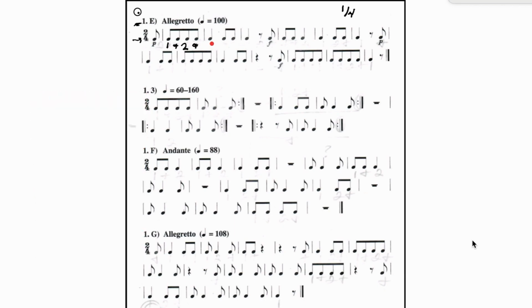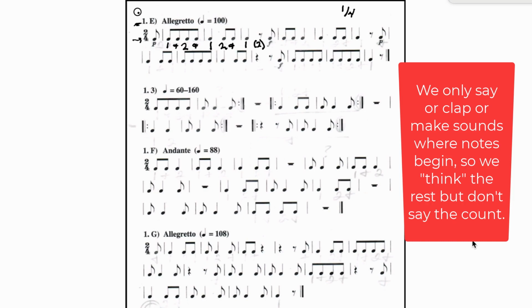Let's keep going. The next measure shows a quarter note using up all of beat 1. 1 is all I have to write. The next thing that happens, I bump into beat 2. 2 and. The next measure, 1. I bump into beat 2, but it's a rest. I'm going to put it in parentheses. I won't say it out loud or clap it out loud. It's a rest, but I have to think it. I can't avoid thinking it.